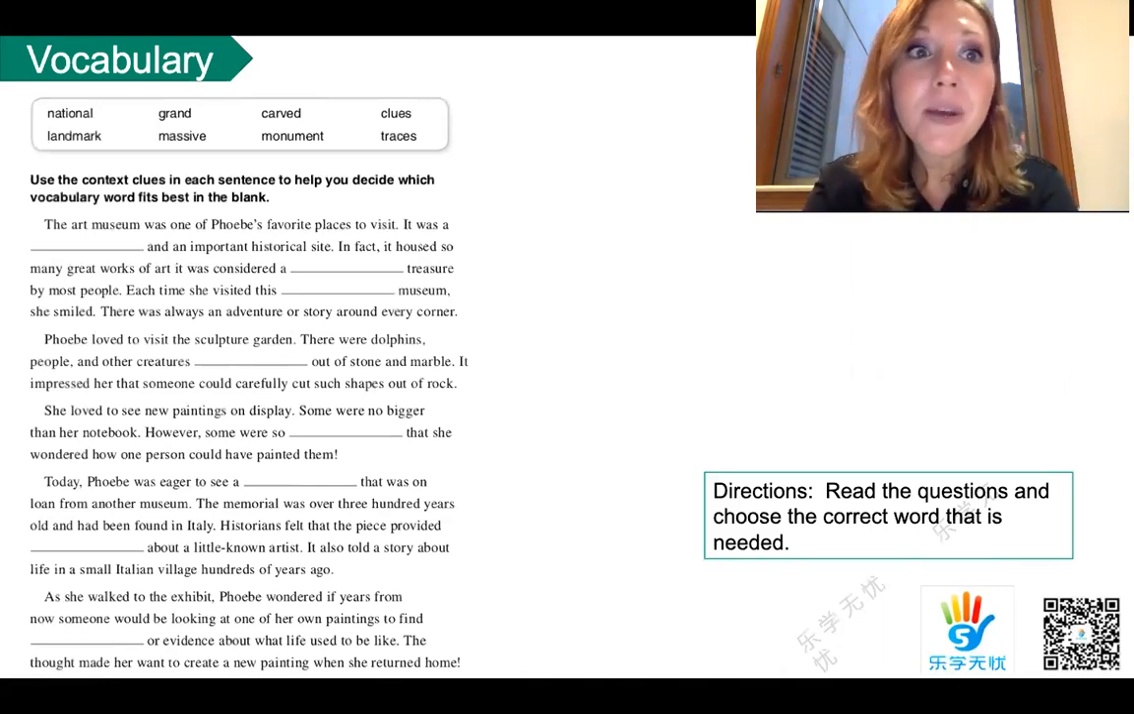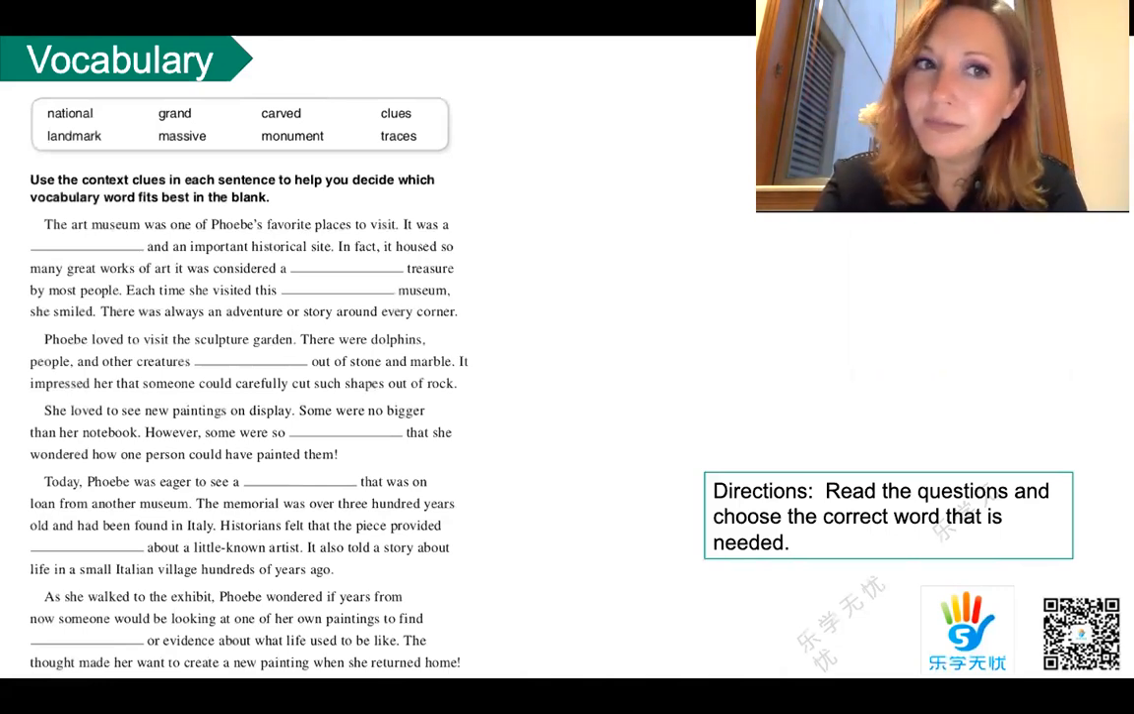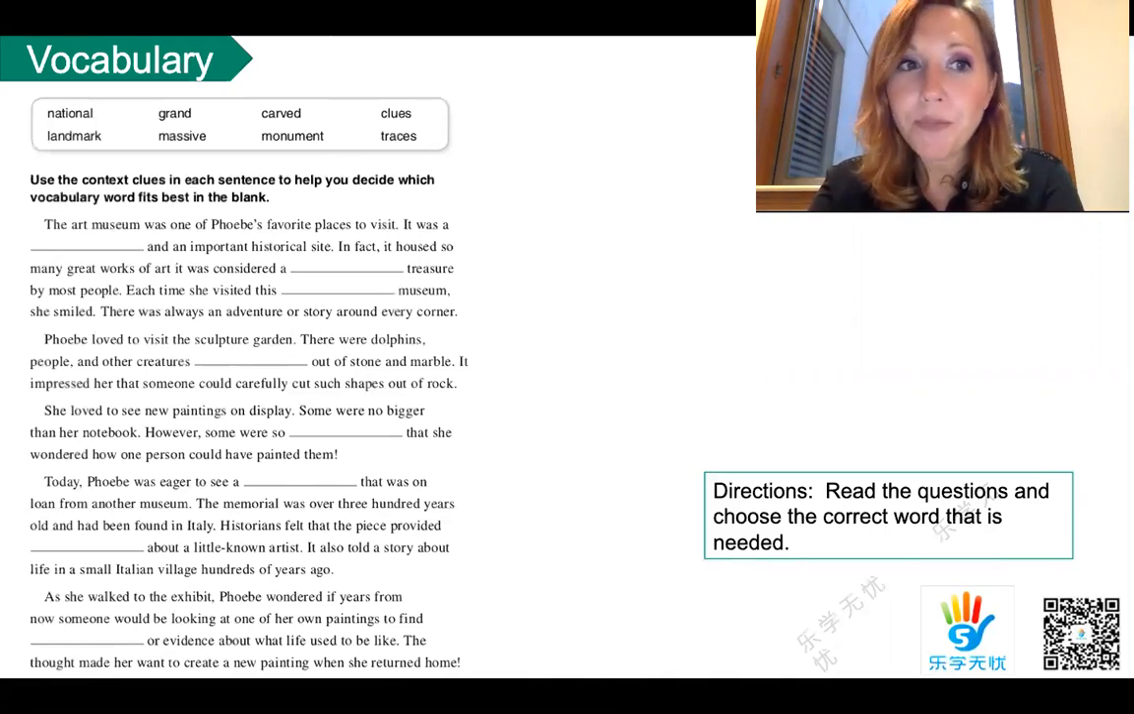The art museum was one of Phoebe's favorite places to visit. It was and an important historical site. In fact, it housed so many great works of art, it was considered a treasure by most people. Each time she visited this museum, she smiled. There was always an adventure or story around every corner.